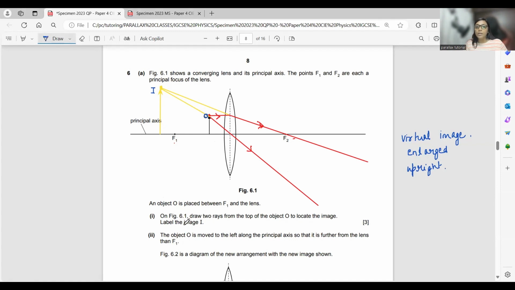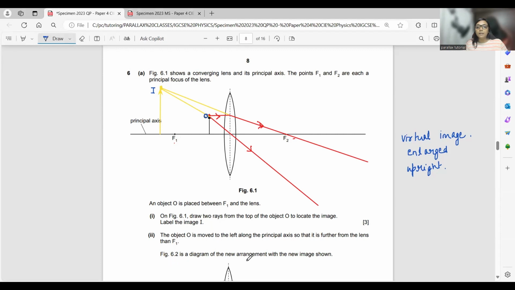It's a virtual image. Label the image I. We have already done that. The object O is moved to the left along the principal axis so that it's further from the lens than F1. That means now your object will be further after F1, right? We'll try to draw that as well. The object is moved to the left, okay?